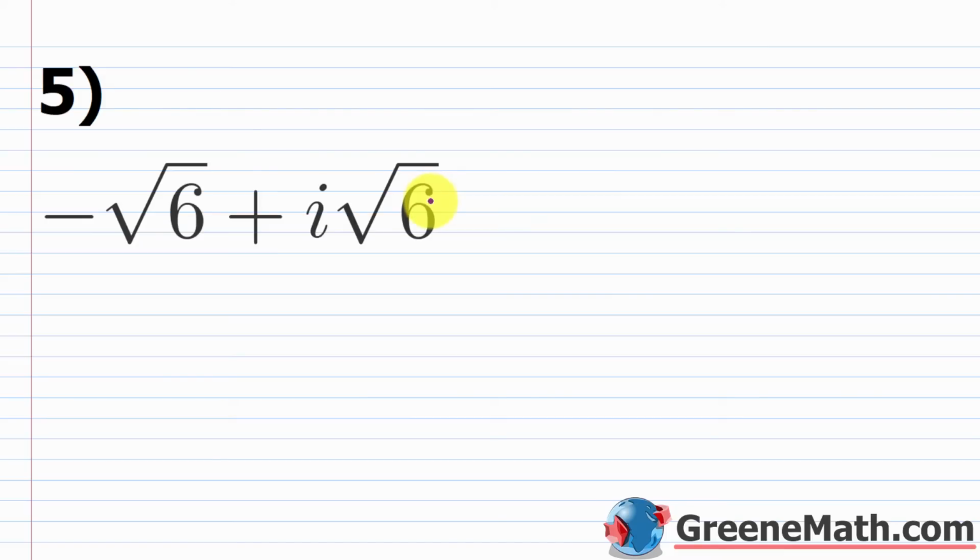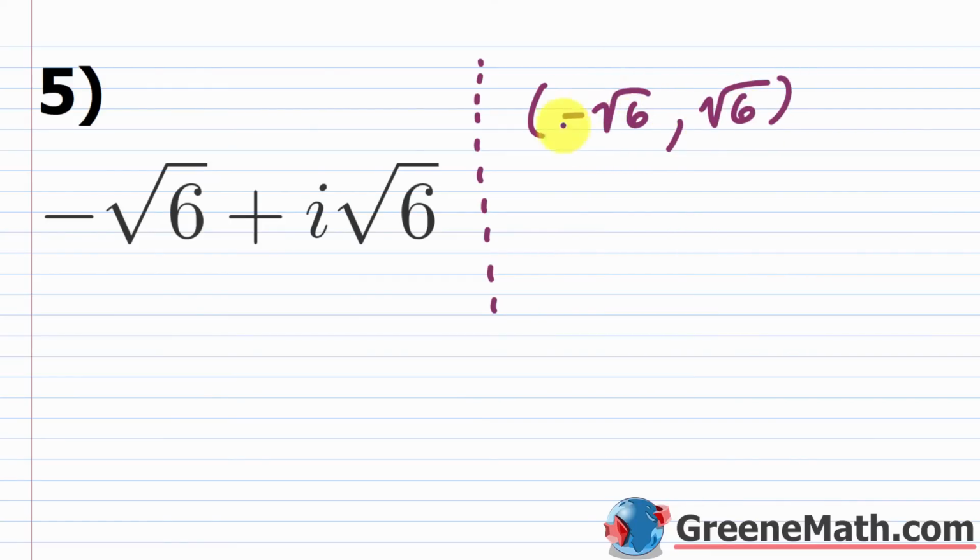Now this is something where if you're struggling, just make a sketch. In other words, you would want to sketch this complex number as a position vector. So the terminal point would be at negative square root of 6, comma, square root of 6. So this is your real part, and this is your imaginary part, okay?